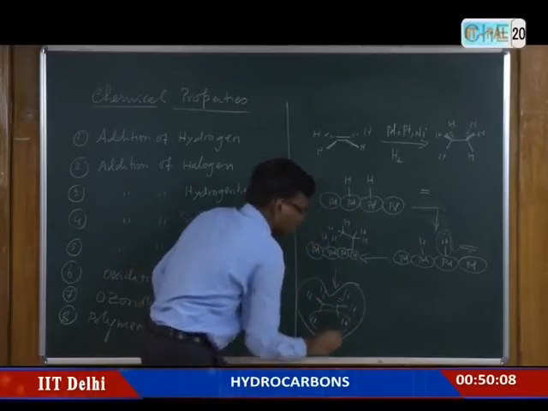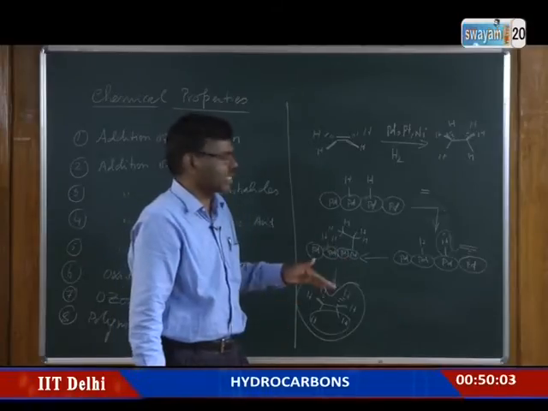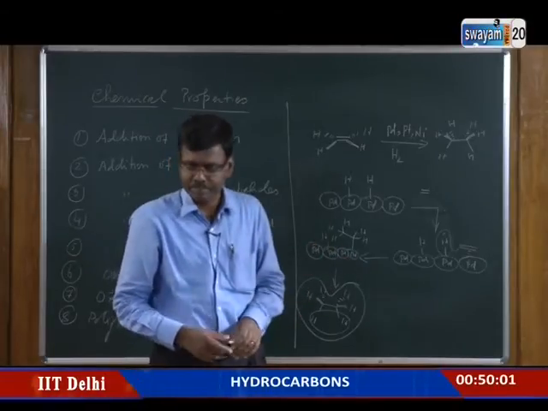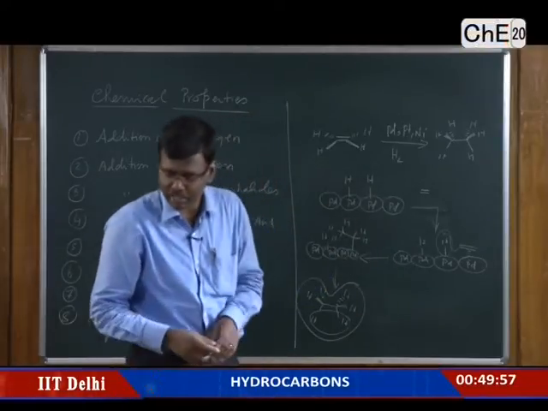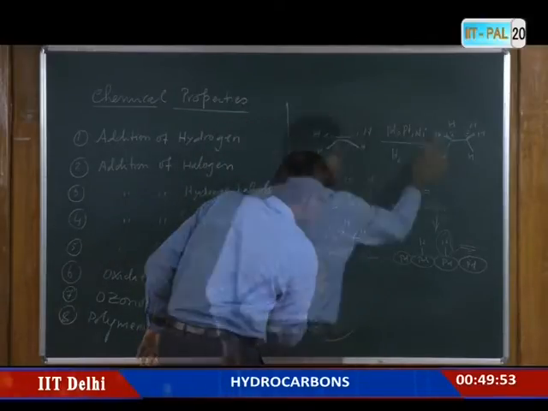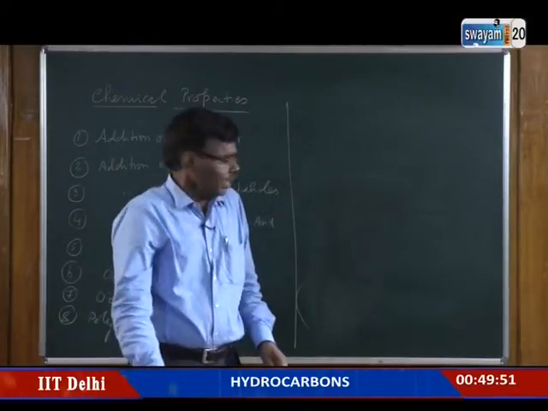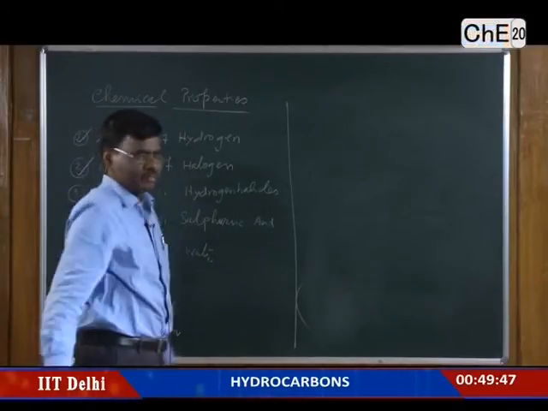Both hydrogens are added to the same side of the alkene. The reaction is a syn addition reaction, stereospecific. So, when you have different substituents, of course you will get the selective addition product. So, the next example is addition of halogen.